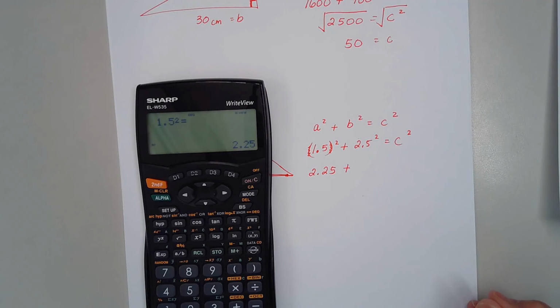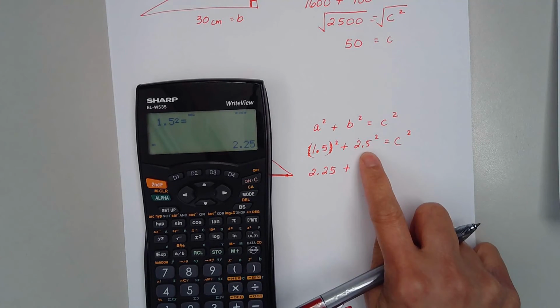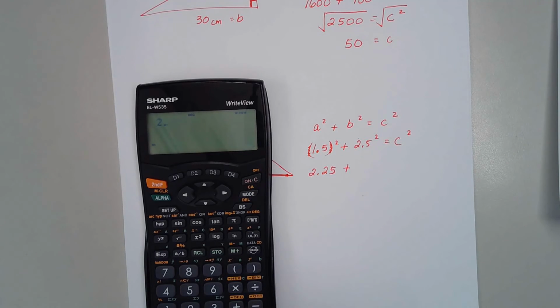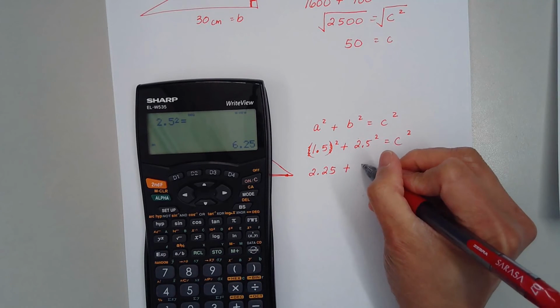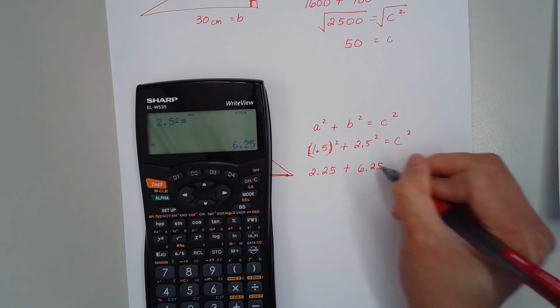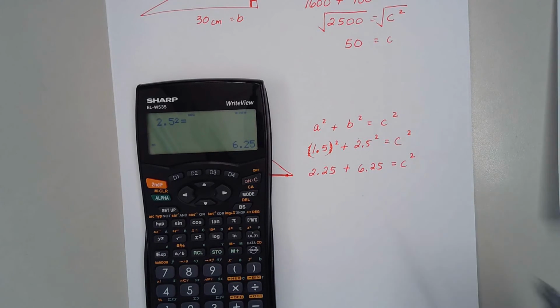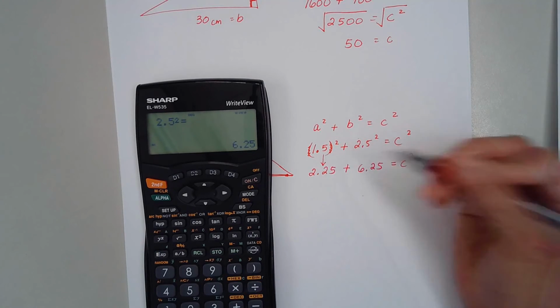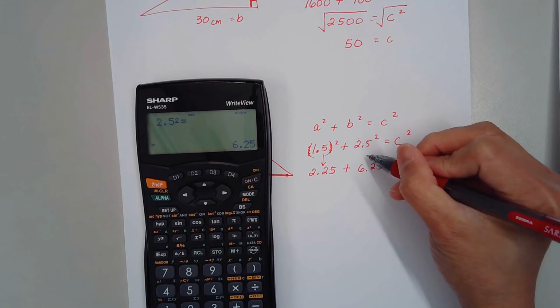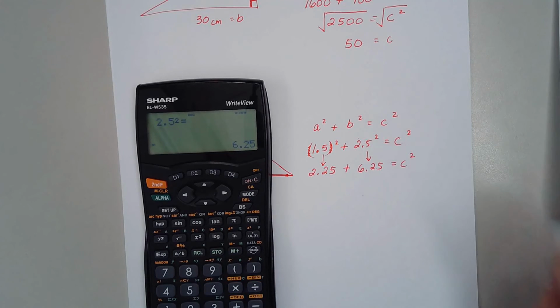And then 2.5 squared is 6.25. So we figured out the 1.5 squared, we wrote it down. We figured out the 2.5 squared, we wrote it down. And then the next step is to add them up.